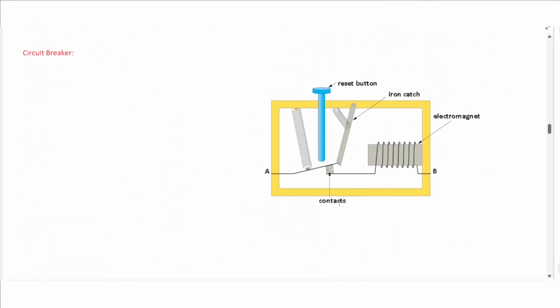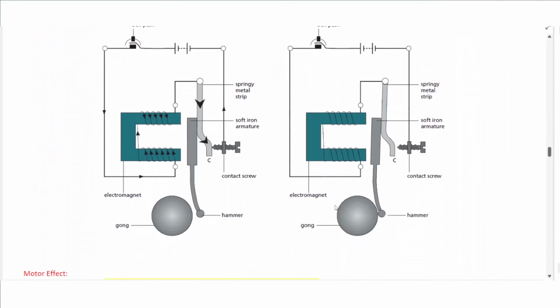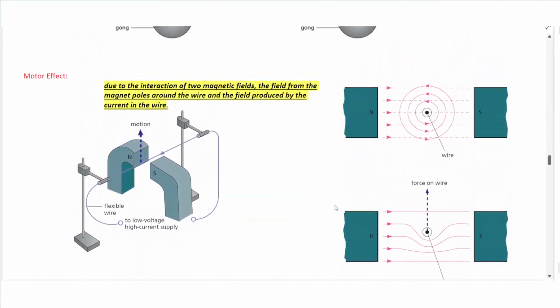A circuit breaker uses electromagnets to work as fuses. You are not required to memorize the design of a circuit breaker, but you are required to memorize the function. It uses an electromagnet to open the circuit if the current gets too high. Same as a fuse, but using an electromagnet instead of a wire that melts.